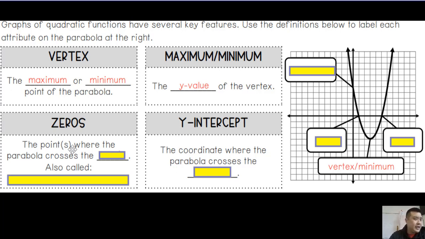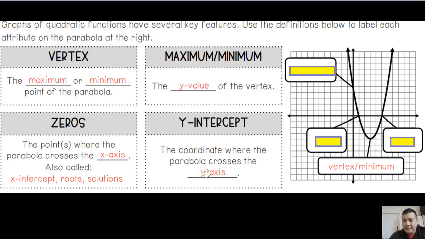Then we have the zeros. The zeros, just like with linear equations, are the x-intercepts, the points where the parabola crosses the x-axis, also known as the roots, also known as the solutions, and we'll talk a little bit more about that later on. The y-intercept is where the parabola crosses the y-axis. So here this is the y-intercept, and these are the zeros right here.